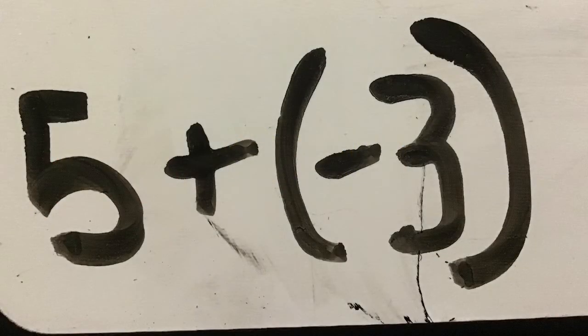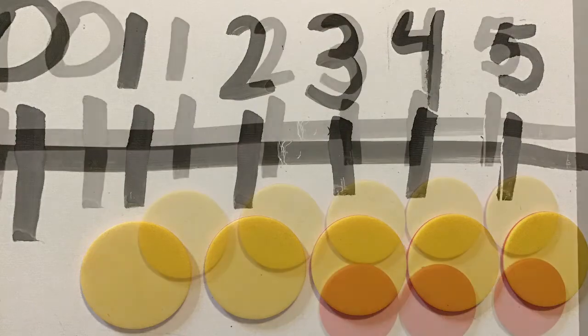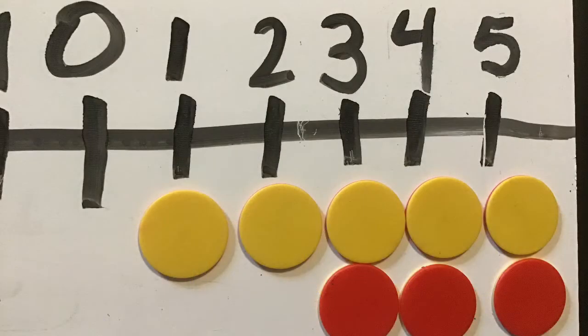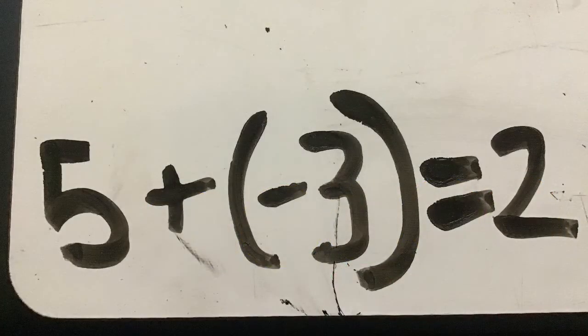Now let's use the number line to solve 5 plus -3. I start by laying out 5 positive tokens, and then I'm going to put 3 negative tokens. Everywhere a yellow token and a red token are stacked on top of each other, they cancel out and equal 0. I'm left with 2 positive tokens, so my answer is 2. I can write that as 5 plus -3 equals 2.